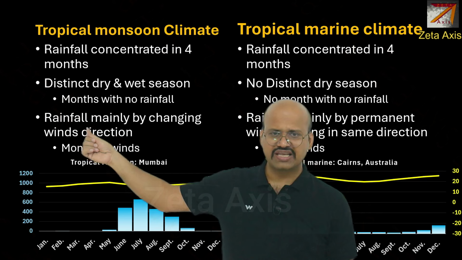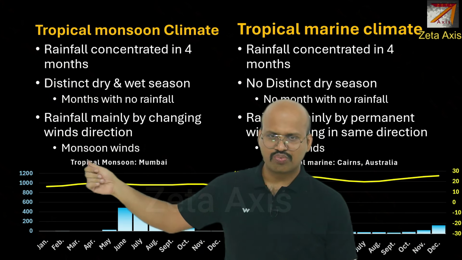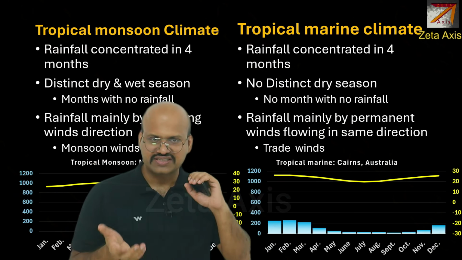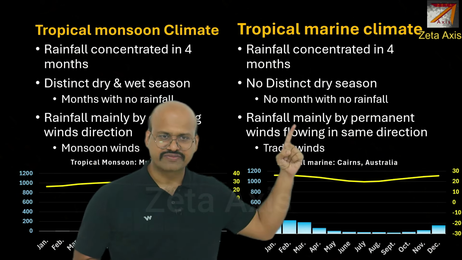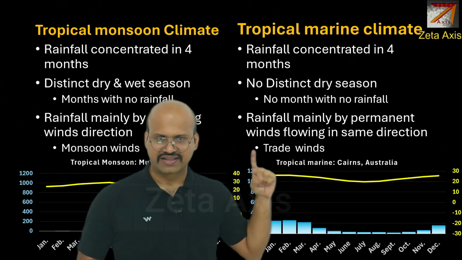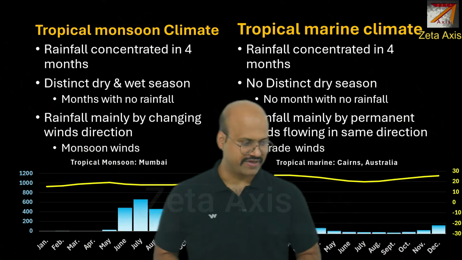Rainfall is mainly caused by changing wind direction. These winds are called monsoon winds. So the monsoon winds give rainfall here, and they are the winds that change direction. Here the rainfall is mainly by permanent winds which flow in the same direction. That is, these are the trade winds which give rainfall in the tropical marine climate.